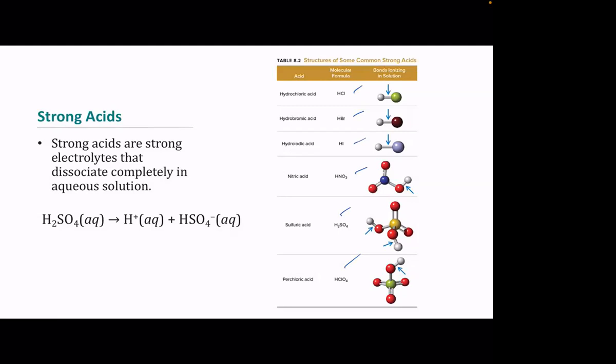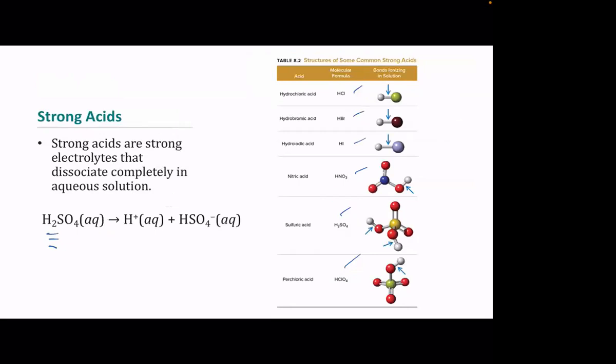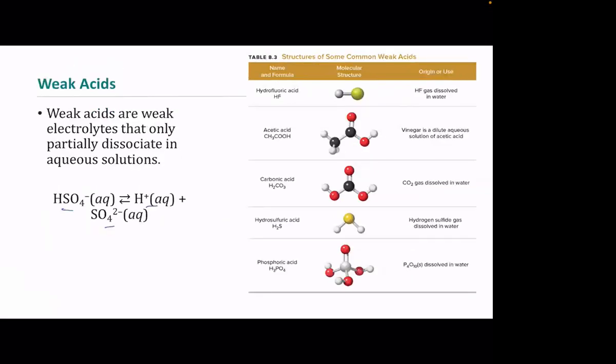Now, sulfuric is a diprotic acid. It's got two protons there. It can actually dissociate twice. The second one's weaker than the first one, but still it has two protons to donate. So we call that a diprotic acid. We have triprotic acids. Phosphoric acid is a triprotic acid. It's not a strong acid, but it's triprotic. It's got three protons it can donate. Weak acids are weak electrolytes that only partially dissociate in aqueous solution.